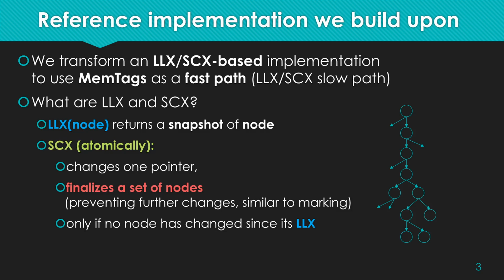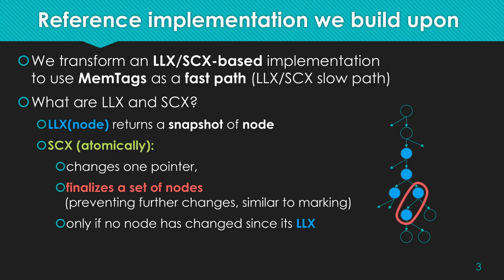This is similar to marking, really. And SCX will do these two things atomically only if no node has changed since the thread performing the SCX last performed LLX on that node. So the key usage pattern is that we typically perform a sequence of LLXs. I'm showing that in these blue nodes on the right, and the return values of these LLXs paint a picture of the data structure for you. So these tell you what a subgraph of the data structure looks like, or at least what you think it looks like if there are no concurrent changes.